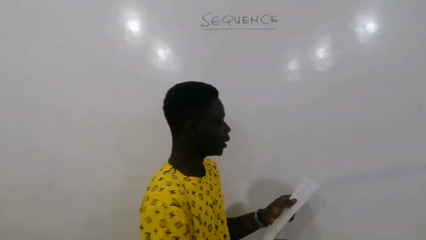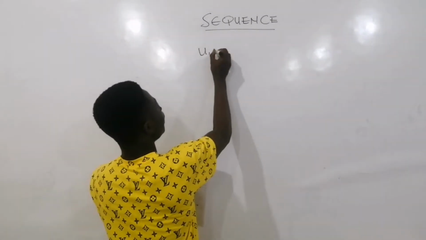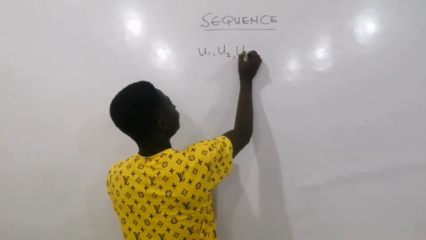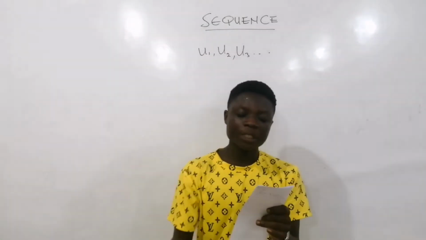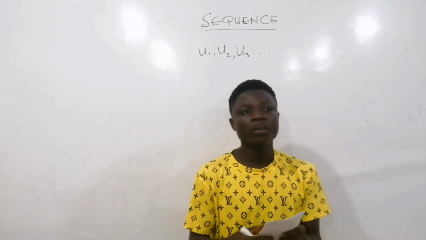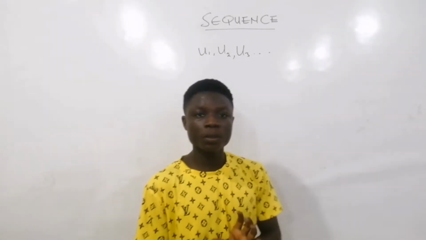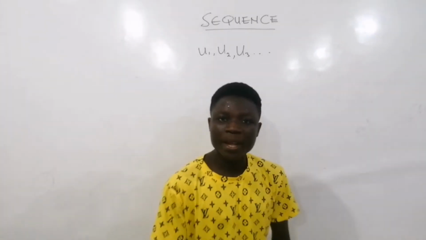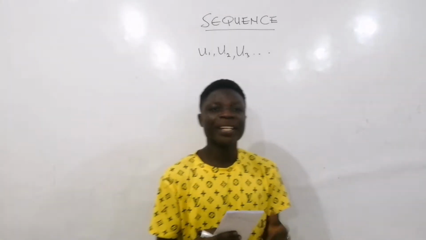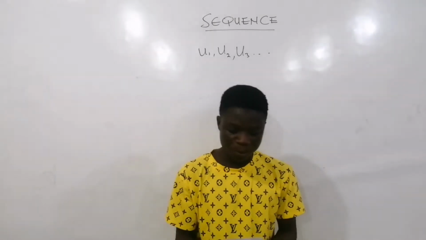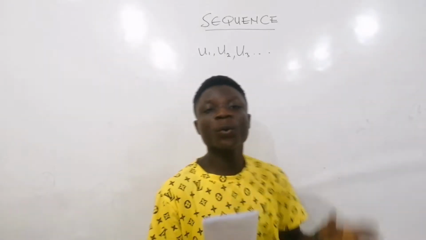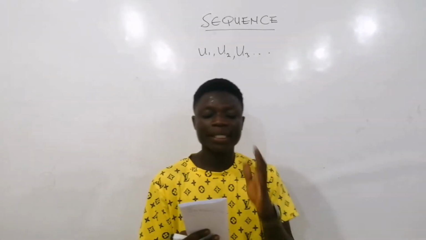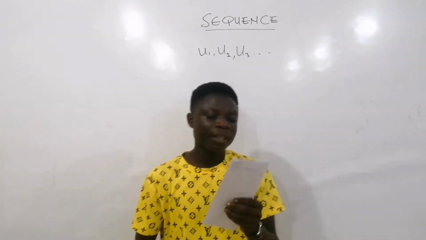So when we talk about a sequence, it is a set of numbers U1, U2, U3 in a definite order of arrangement and formed by a definite rule. So with a sequence, they follow a certain rule given to them. And if they follow a certain rule, we call them a sequence of numbers.